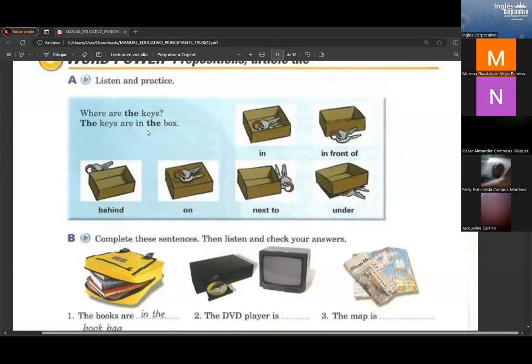Vamos a iniciar ya. Okay, en la clase, el último tema que vimos en la clase anterior eran las prepositions. Prepositions of place. Y tenemos in, in front of, behind, on, next to, under. Okay, one more time. In front of, behind, on, next to, under.